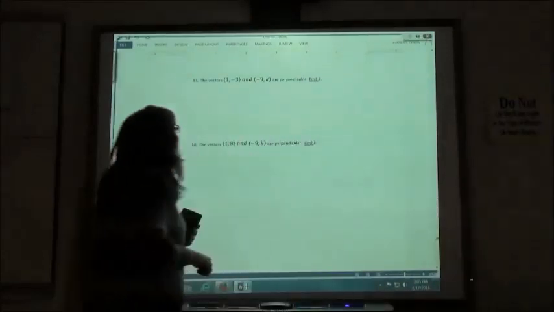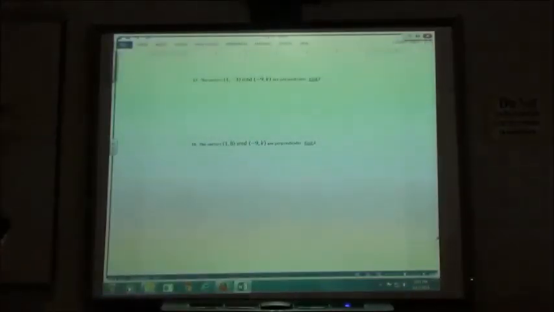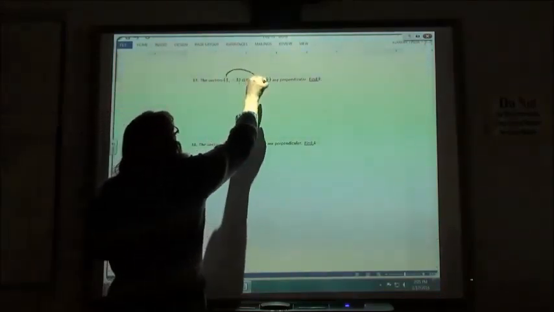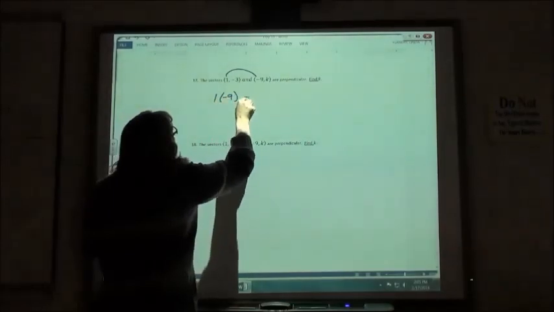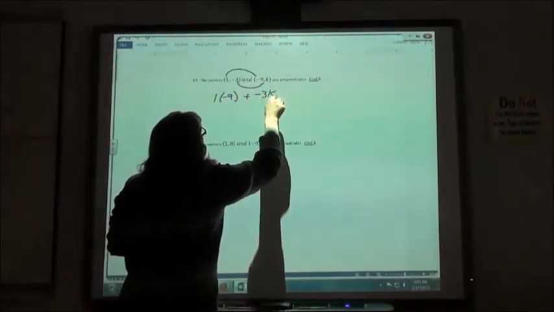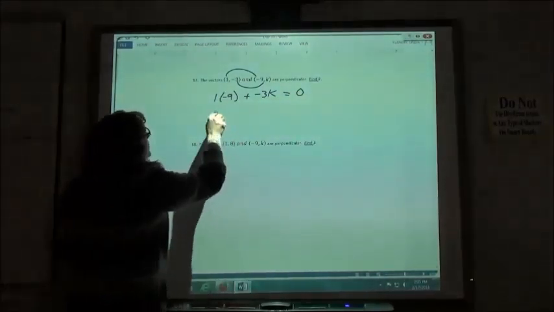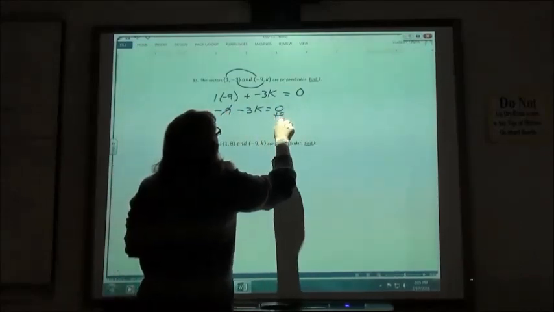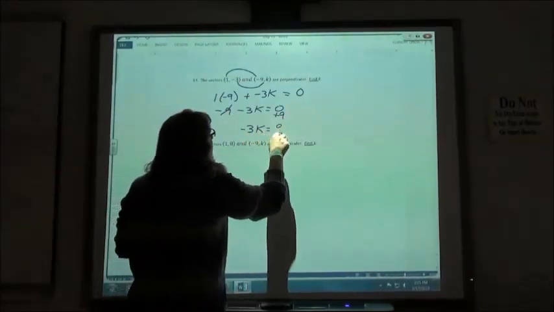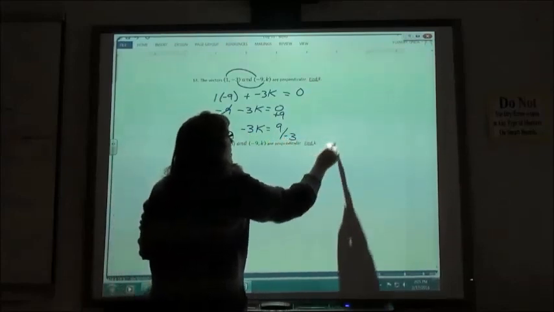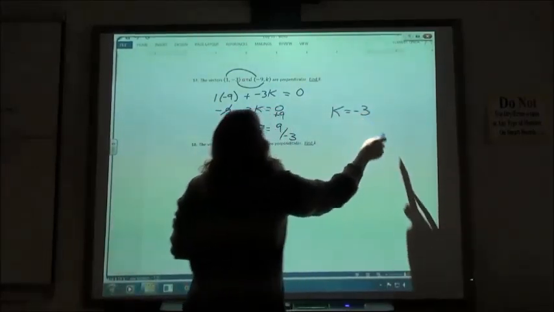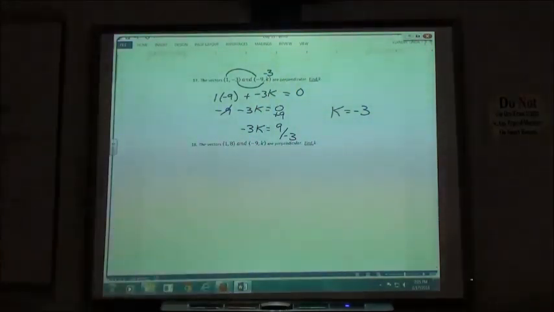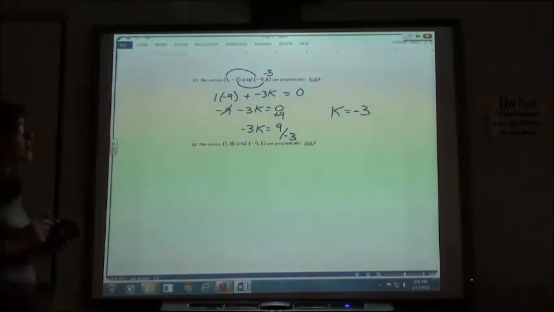So again, I have the vector 1, negative 3, and negative 9, k. I want them to be perpendicular, so their dot products must equal 0. So 1 times negative 9 plus negative 3 times k has to equal 0. So negative 9 minus 3k equals 0. I'm going to add my 9, so negative 3k equals positive 9. Divide by my negative 3. K would have to be negative 3. So if I have the vector 1, negative 3, I'd have to also have the vector negative 9, negative 3 in order for them to be perpendicular.